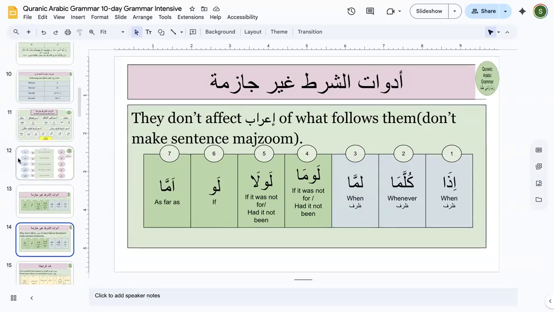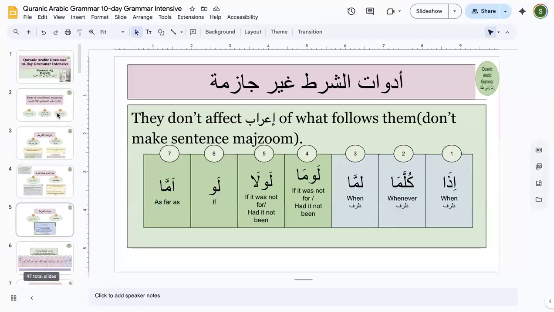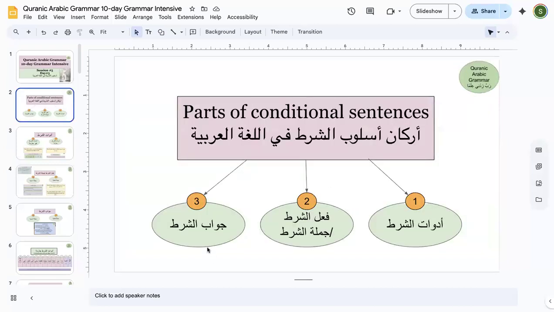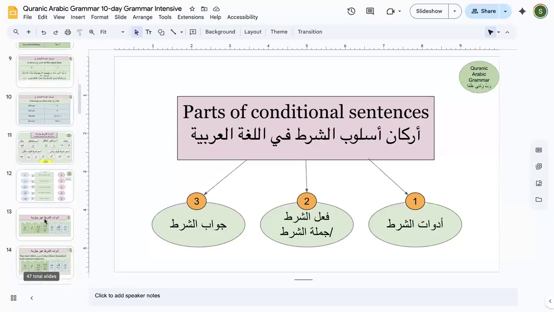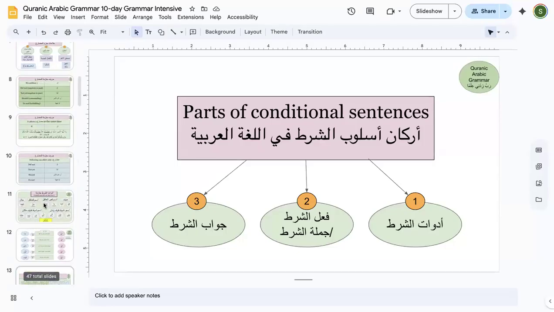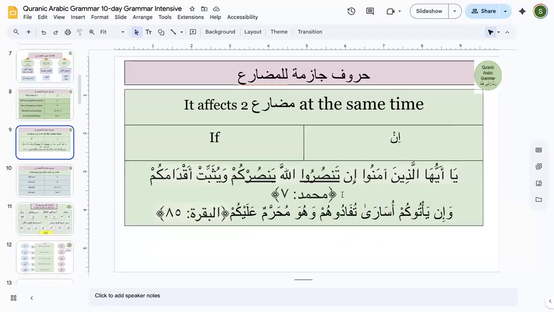Now I'm at a place where I want to connect my jumla shartiya with jawabu shart. When I have to connect my jumla shartiya with jawabu shart, sometimes I do not need anything. For example, in tansurullah, if you all help Allah, yansurkum, He will help you all. Wa yuthabbit aqdamakum, and He will firm your feet. This is Surah Muhammad, ayah 7. Do we need anything to connect these two sentences, which are shart and jawabu shart?